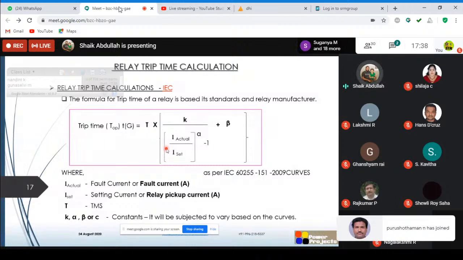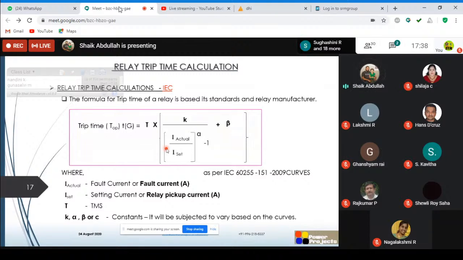I'm not going to talk in much detail. This is as per the IEC 60255-151/2009 curves, and it will help you choose which curve to use. That means you have to determine your relay tripping time, so at what current, at what time it is going to operate. It will be calculated by using these curves. Here I'm showcasing only the IEC, but there are also IEEE and ANSI. They have different formulas, and from those formulas you can get the constant values.